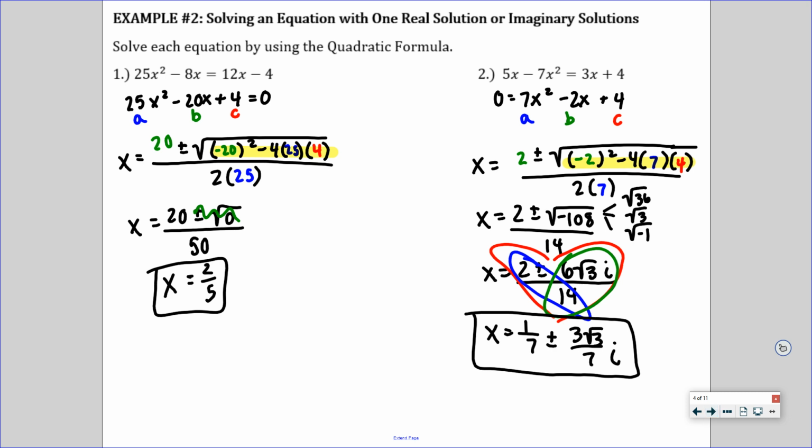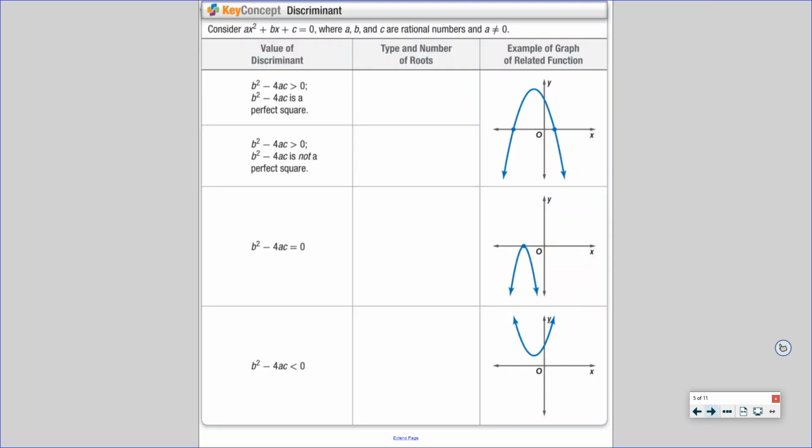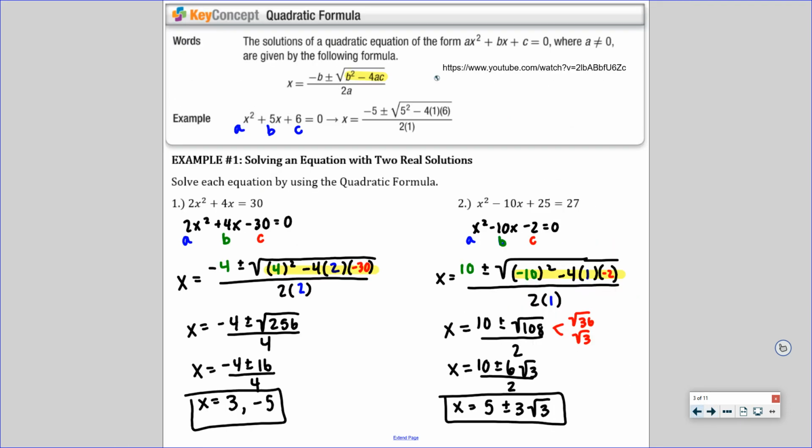All right, so that's basically what that little discriminant, that b squared minus 4ac, tells us about our solutions. So I told you to highlight this. Now I want you to go back, and I want you to write that this is called the discriminant. And if I just crunch that little piece under the radical, the b squared minus 4ac, if I just crunch that number, I can figure out what types of solutions I'm going to have.